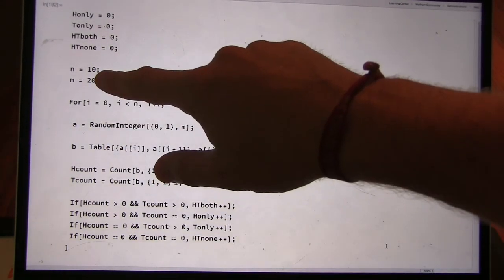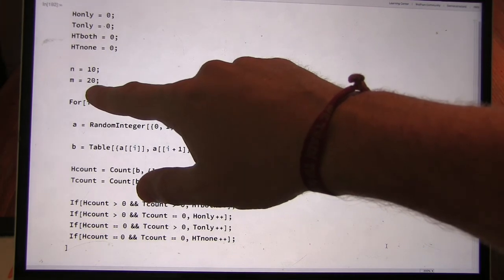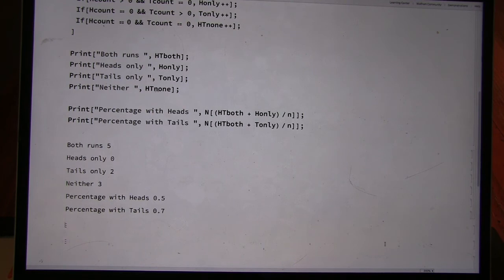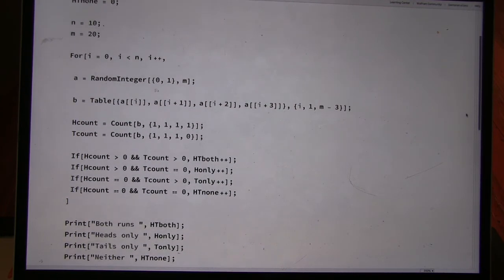Okay, so I'm going to run it 20 times with 20 flips. Oh, sorry, 10 times with 20 flips, yeah. And I actually didn't really know how to do this in Mathematica. My guess is there's actually a pretty easy way.